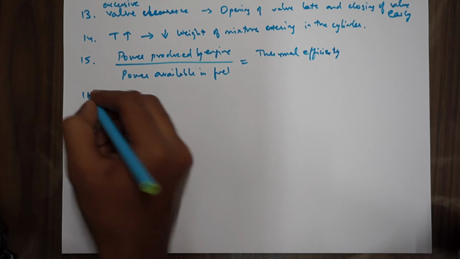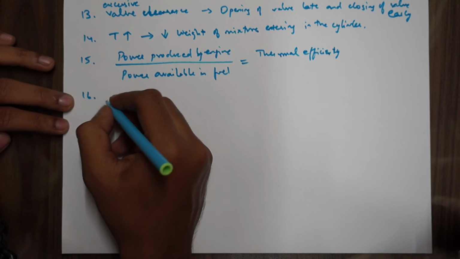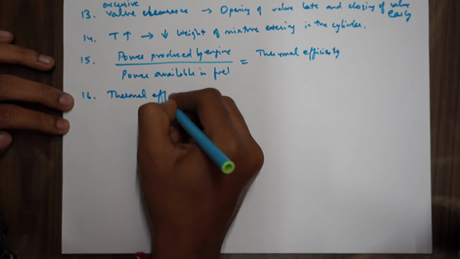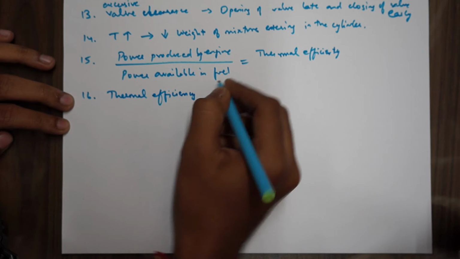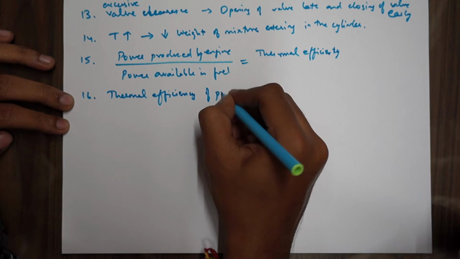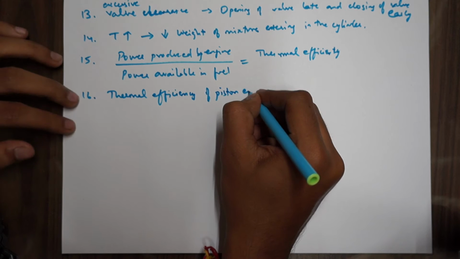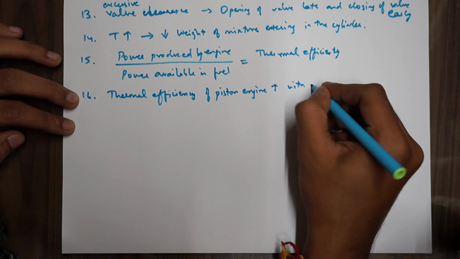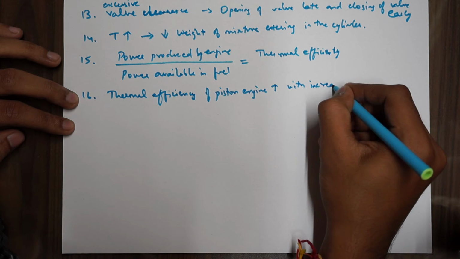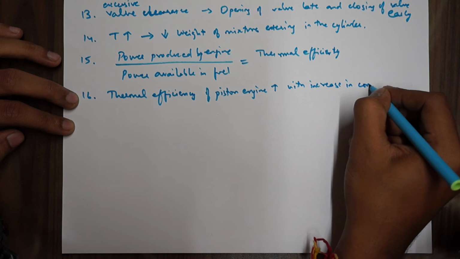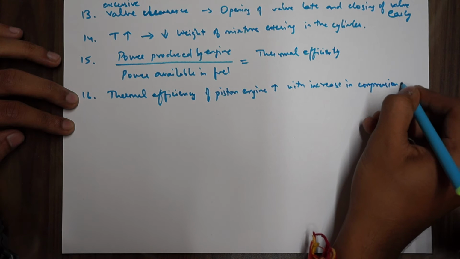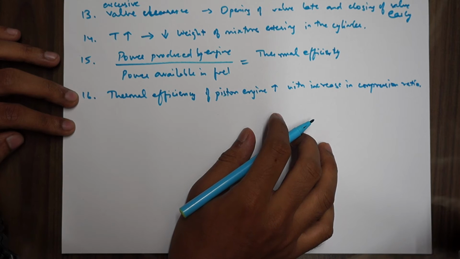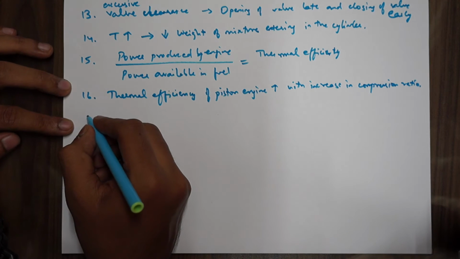Number 16th. Okay, so thermal efficiency of piston engine increases with increase in compression ratio. Alright, you guys remember what compression ratio is, right? In the previous video I mentioned the details as well.